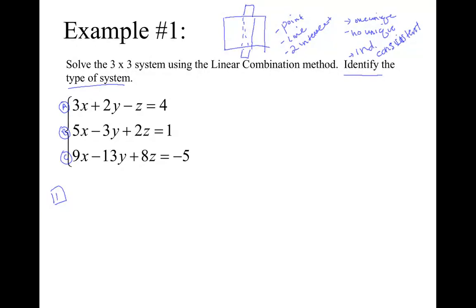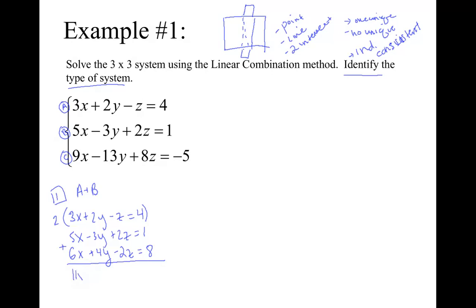So the first thing that I'm going to do, I'm just going to pick A and B. So I'm going to use A and B, and I'm going to eliminate z. That's going to be my goal, right? So have a purpose behind what you're doing. So I've got 3x plus 2y minus z equals 4, and 5x minus 3y plus 2z equals 1. I'm going to have to multiply this first one by 2, because remember my goal going into this was to get rid of z. So I'm going to have 6x plus 4y minus 2z, so you can kind of see maybe why I did that, equals 8. And I'm going to add down.